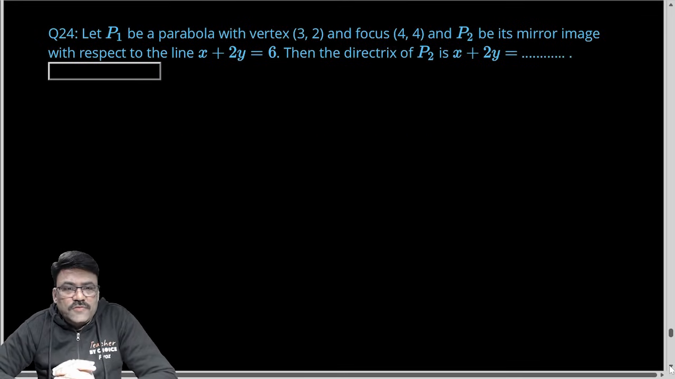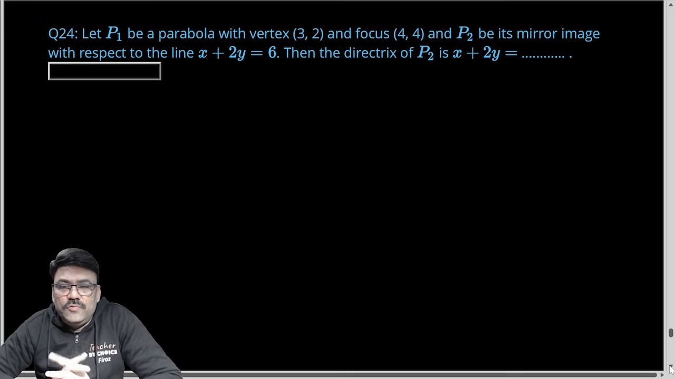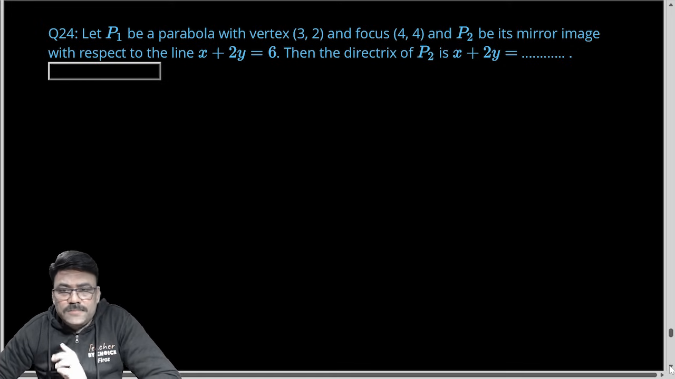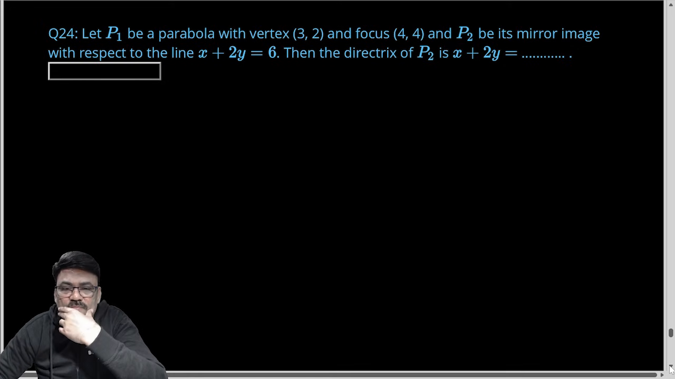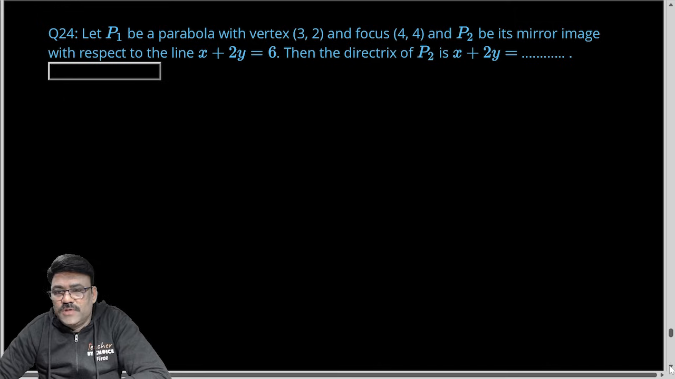See this question. This is from parabola. P1 is a parabola with vertex (3, 2) and focus (4, 4). P2 is the mirror image of this parabola with respect to this line. Means P1 and P2 are two parabolas, mirror images of each other with respect to this line. Then you have to find the directrix of P2. They have given that the directrix of P2 is this line. So what will be the value of x plus 2y?